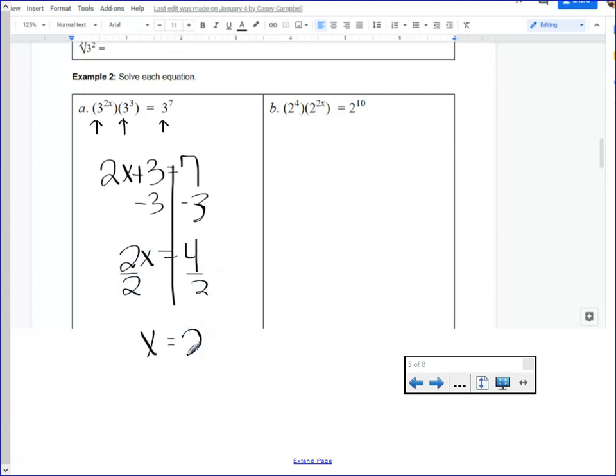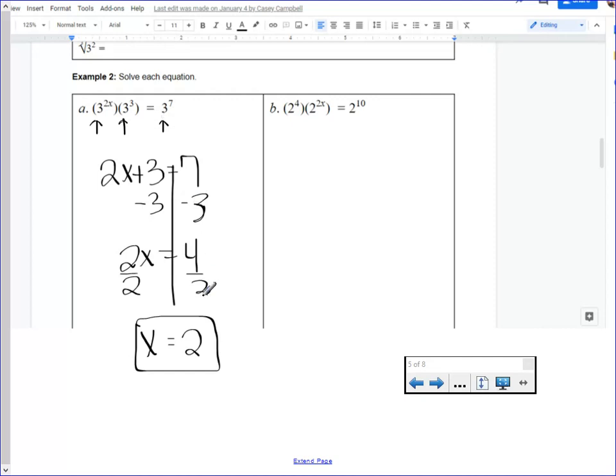So even though the x was an exponent, we are still able to figure it out by knowing our exponent rules and by knowing that if I have the same base every single time, this one's a 3, 3, and a 3, I can drop that and just work with the exponents.